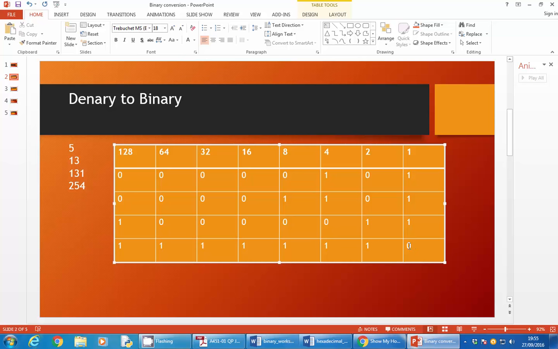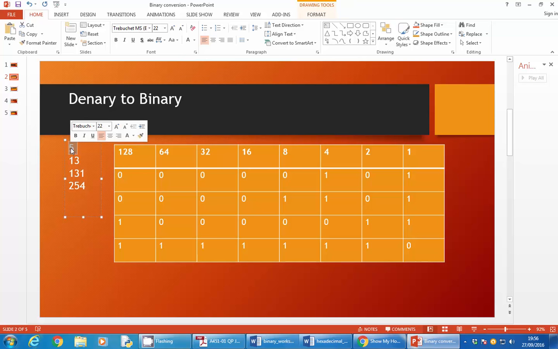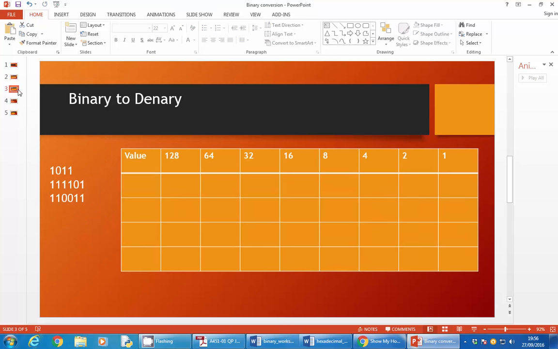So key things to remember. Number 1, make your table starting from 1 going up to 128. Number 2, find the number that you need to convert, in this case the number 5. And number 3, try to make the number 5 using the coins above. You can only use each coin once. So if you use it, you put a 1. If you don't use it, you put a 0. And that's it.